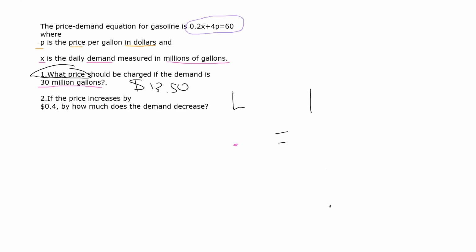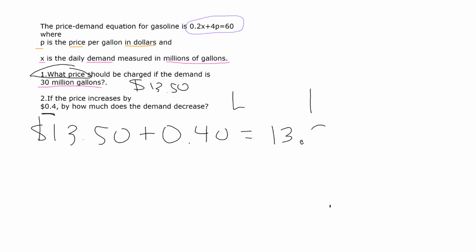If the price increases by 40 cents, how much does the demand decrease? Okay, let's use what we just found out to solve this problem. Remember, we just found out that if the demand is 30 million, the price will be $13.50. But now we're going to increase, and increase always means add, by 40 cents. Well, that is $13.90. This is my price, so this is my p. I know the p, I do not know the x.